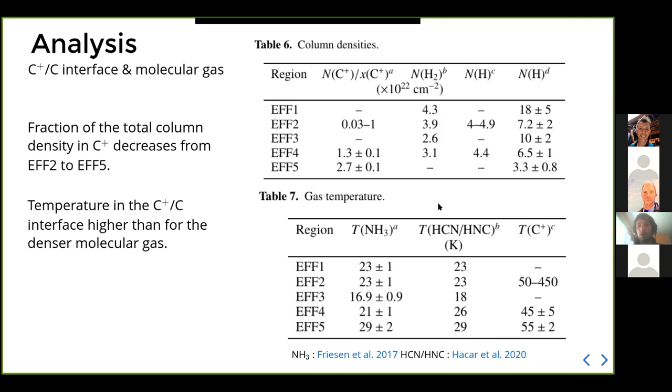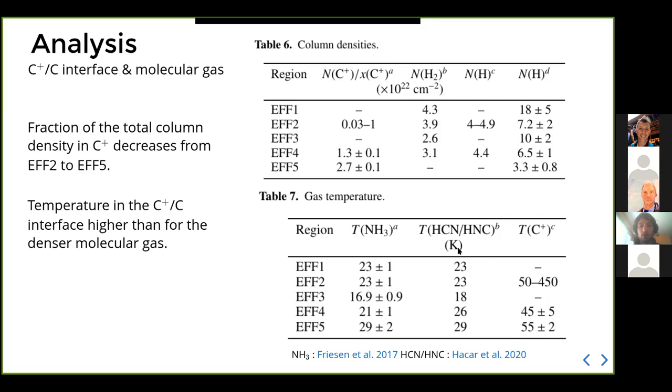And we also looked at the gas temperature because, if HCN and the recombination lines and C+ were tracing the same volumes, we would expect to see similar temperatures. So we compare the temperatures derived from the analysis of the carbon lines with the temperatures of the molecular gas derived from two methods. One is using the ammonia lines and another method using the ratio between HCN and HNC. Both methods for the molecular gas give consistent results, which is quite nice. And we also see that the C+ gas does seem to be tracing warmer gas.